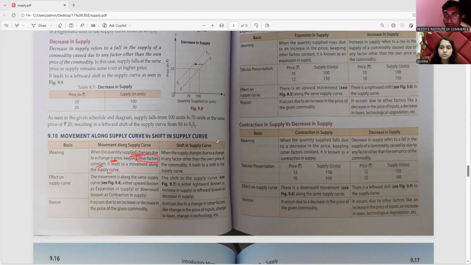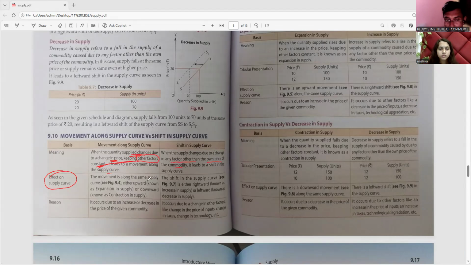But what is the meaning of shift in supply curve? When the supply changes due to a change in any other factor. See, in the earlier case, other factors remained constant, but in this case, other factors change except the price of the commodity. Other factors were changing, price remained the same. Now, how does it affect the supply curve?